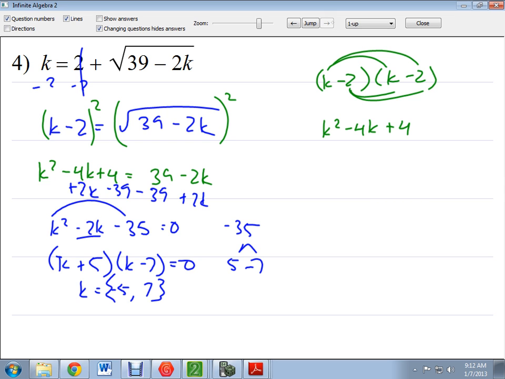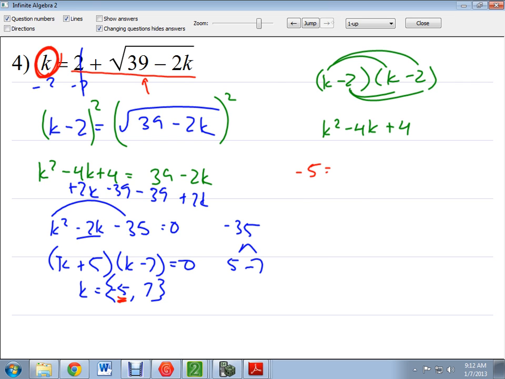Now again, we have to check to see if either one of those is going to be an extraneous solution. You could see, though, that since the original equation has k by itself on the right side, it's not likely that negative 5 is going to be the right answer, because it's going to be hard to get a negative 5 whenever I take 2 and I add a square root to it, because it's going to be very hard to get a negative number out of this part. I'm very suspicious about the negative 5.